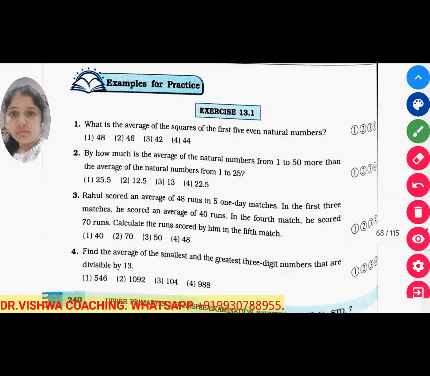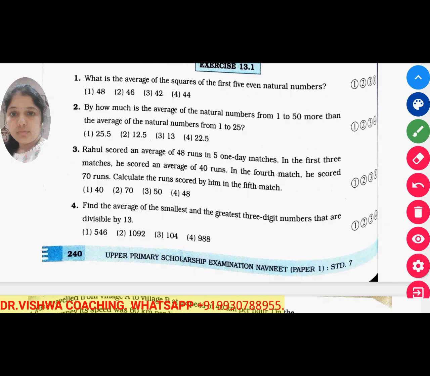Now, Rahul scored an average of 48 runs in 5 one-day matches. In the first 3 matches he scored an average of 40 runs. In the fourth match, he scored 70 runs. Calculate the runs scored by him in the fifth match. So you all know the average of the 5 one-day matches together is 48, and the average of the first 3 matches is 40 runs.